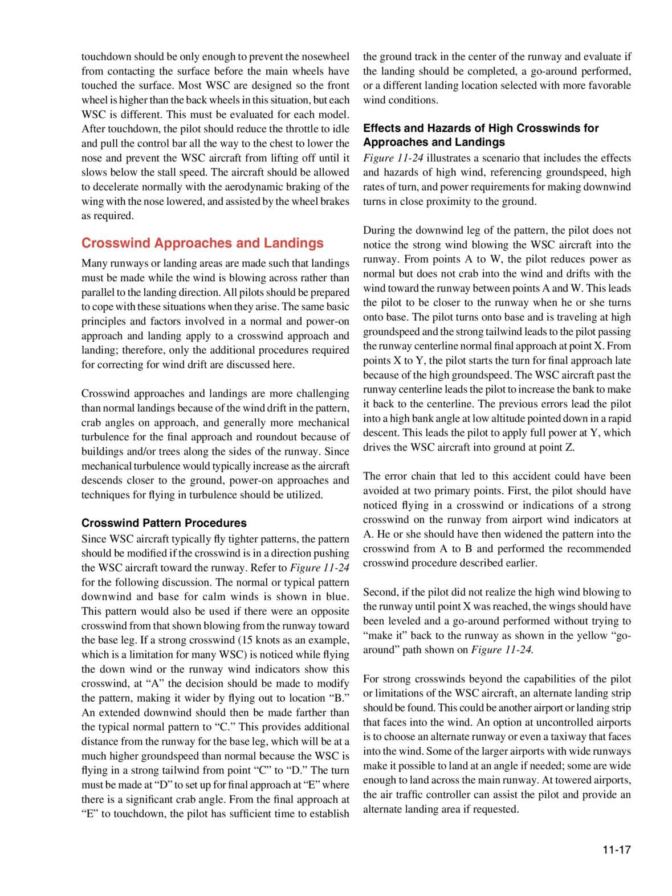Crosswind approaches and landings are more challenging than normal landings because of the wind drift in the pattern, crab angles on approach, and generally more mechanical turbulence for the final approach and roundout because of buildings and/or trees along the sides of the runway. Since mechanical turbulence would typically increase as the aircraft descends closer to the ground, power on approaches and techniques for flying in turbulence should be utilized.